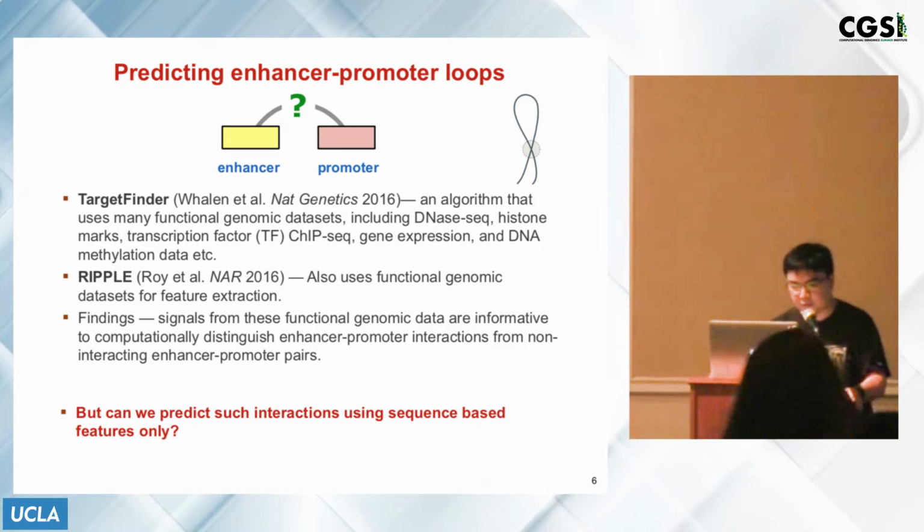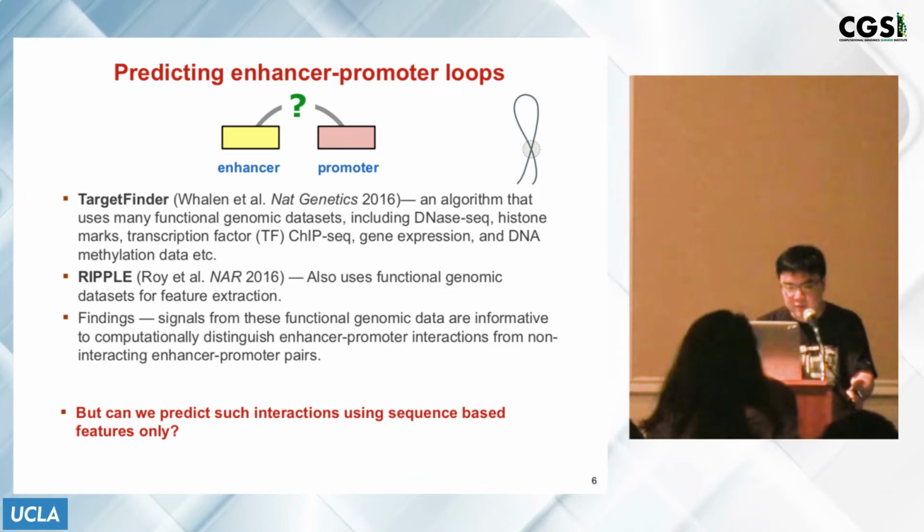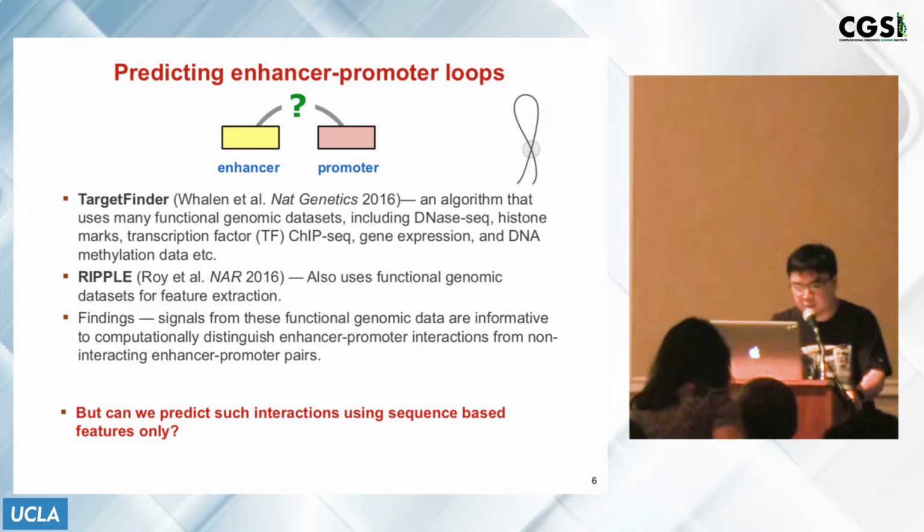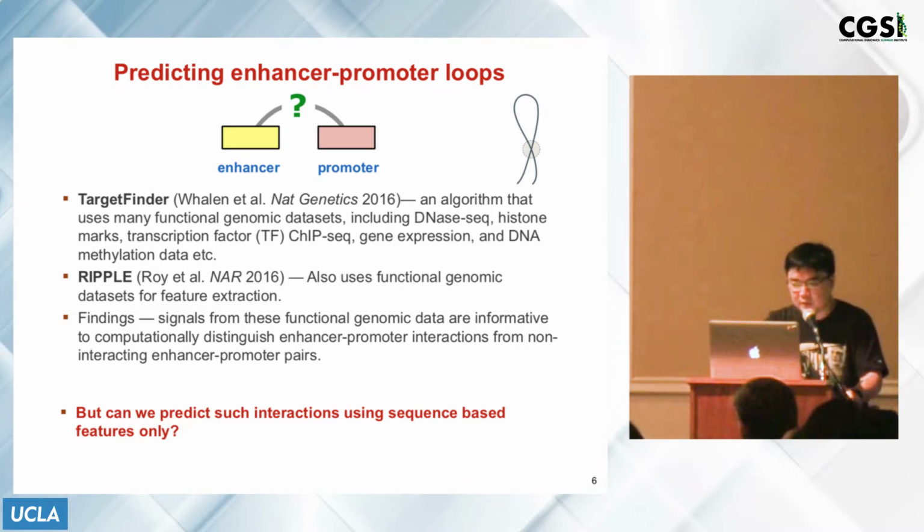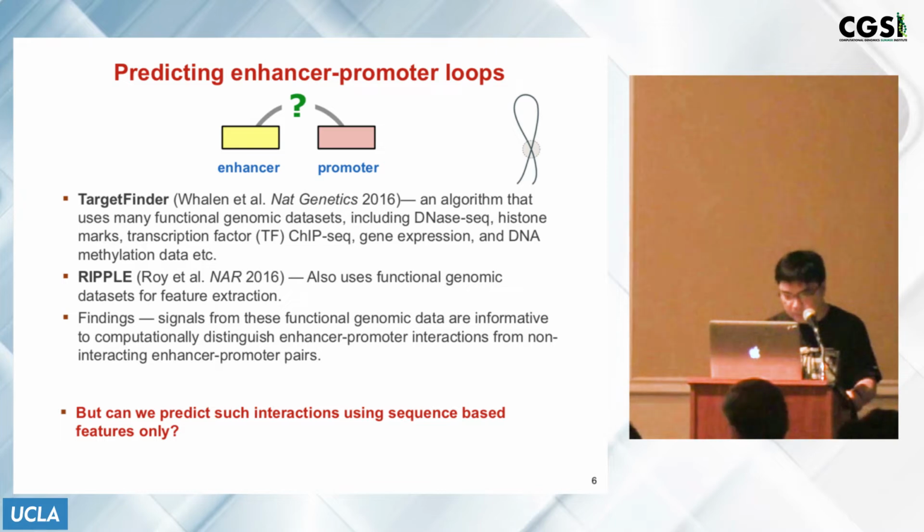There's a similar method called RIPPLE from Sushmita Roy's lab at the University of Wisconsin. It also uses functional genomic data sets for feature extraction. The purpose is very similar. The main finding from these two prior works is that signals from functional genomic data are informative to computationally distinguish the enhancer-promoter pairs that are interacting from the ones that are not interacting.